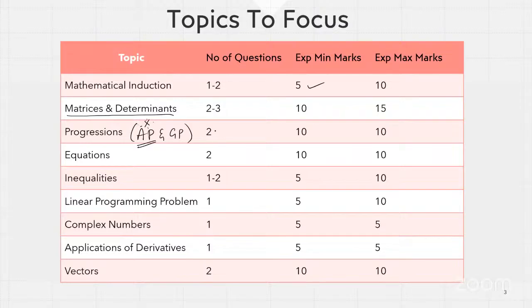You will definitely get two questions. One question in the compulsory section, which is question number 1. Other question in the remaining part. Two questions you will get under progressions. You will get 10 marks from this chapter.